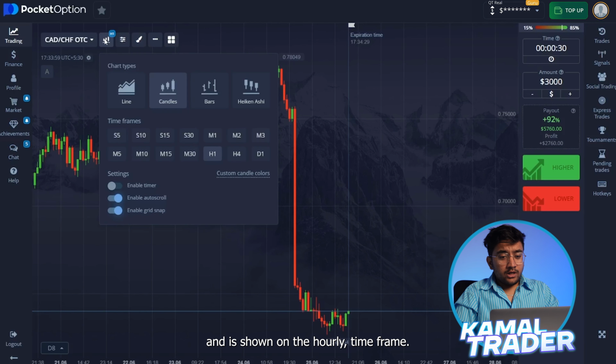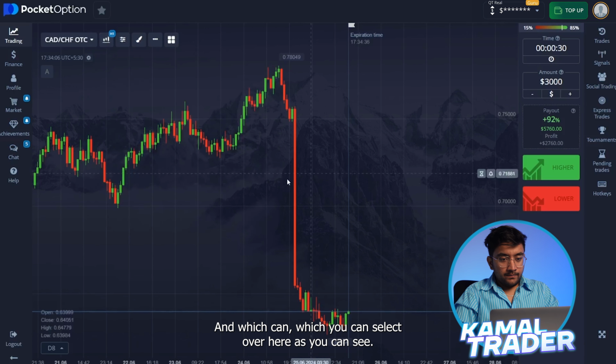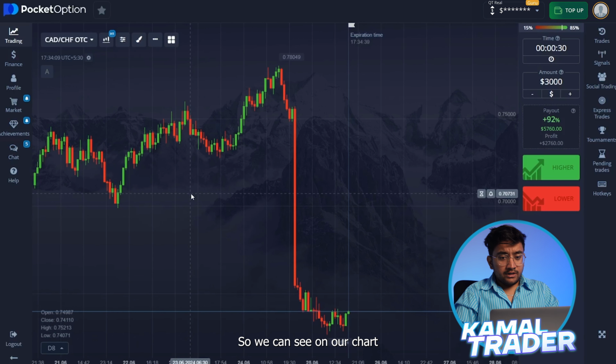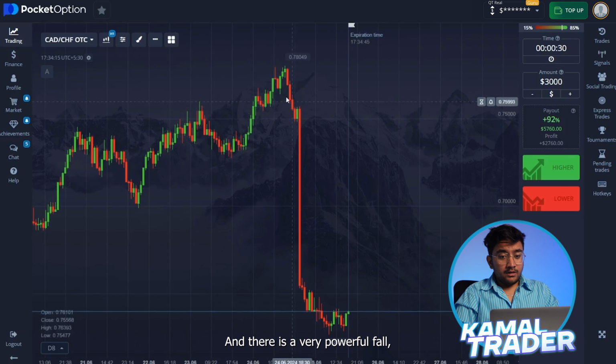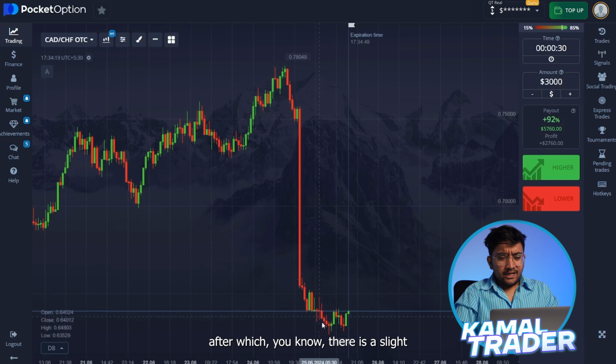So our chart is shown on the hourly time frame, which you can select over here, as you can see. We can see on our chart that there is a very strong decline, and there is a very powerful fall, after which now there is a slight consolidation over here.